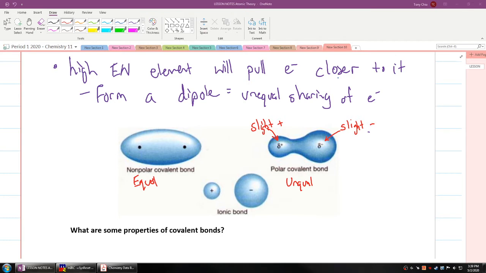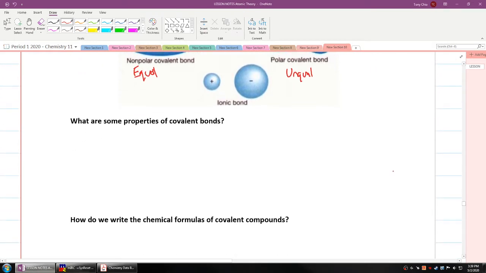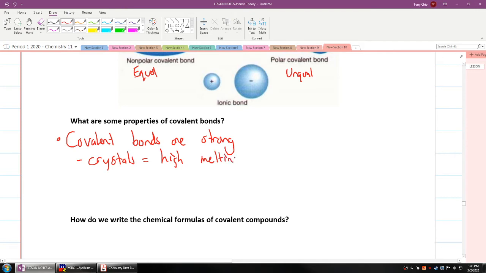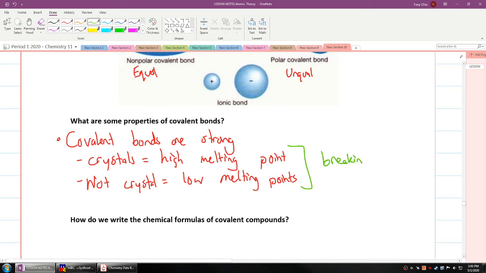So what are some properties of covalent bonds? Well, the first thing we gotta know is covalent bonds are strong. And if they are crystals, for example, they will have high melting points, like diamond. But if they're not crystals, like oxygen gas, they will have low melting points. Remember, melting points are, in this case, about breaking bonds. And we're going to talk about what bonds are breaking in this case.